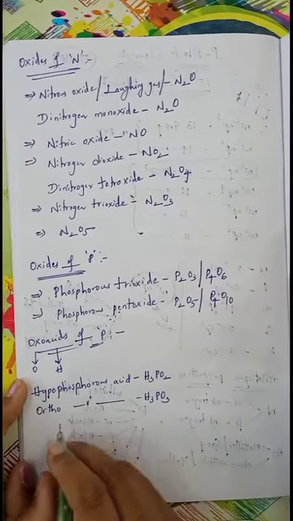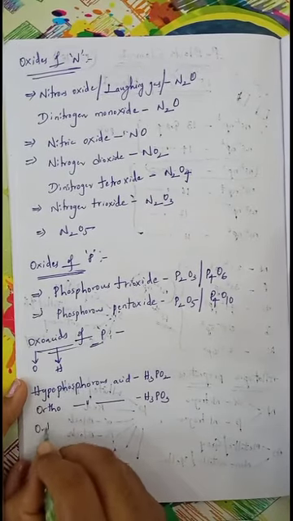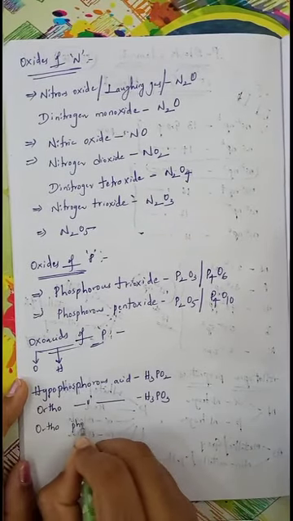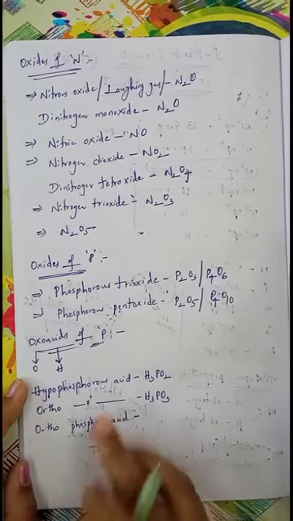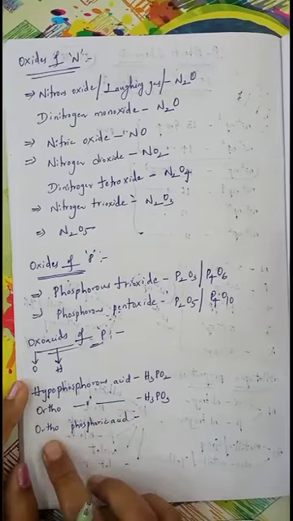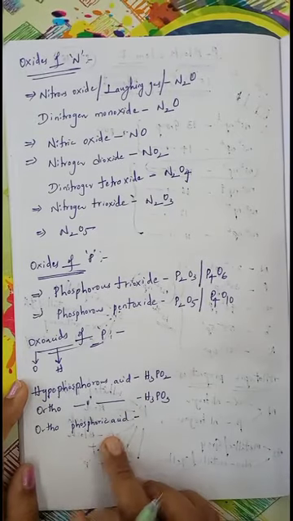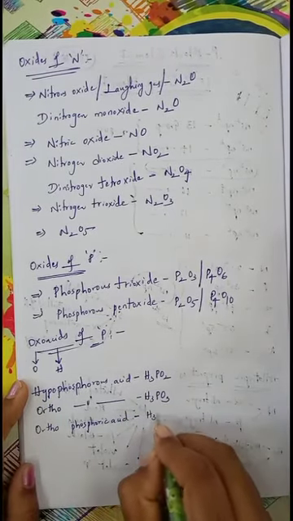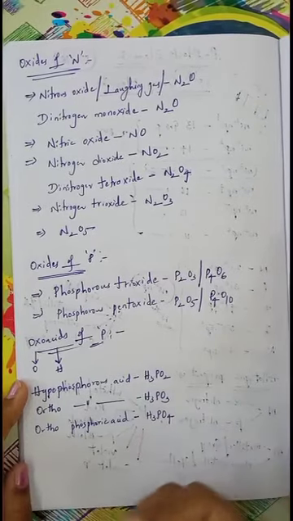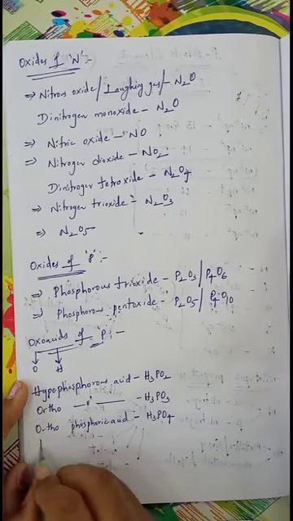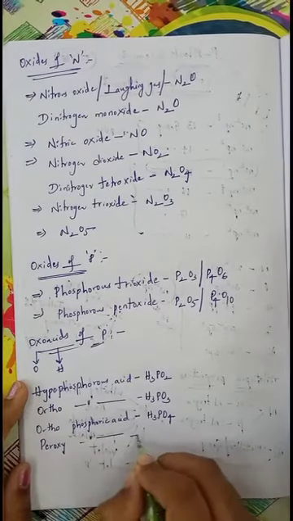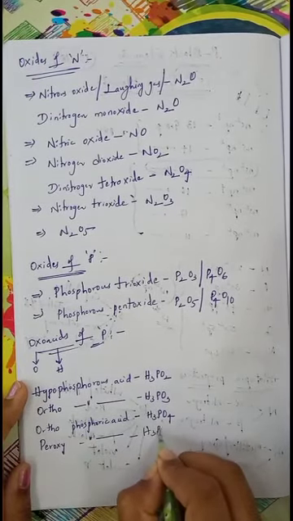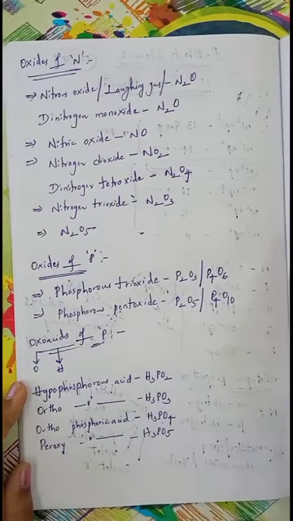Next one, orthophosphoric acid. There is a difference between these two. This is orthophosphorus acid and this is orthophosphoric acid. Formula H3PO4. Next, peroxyphosphoric acid. Formula H3PO5.